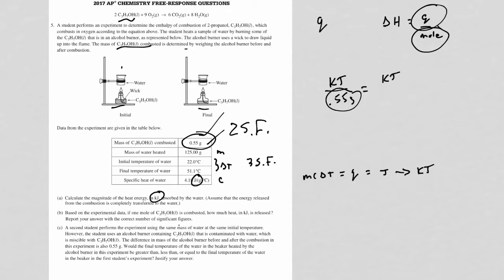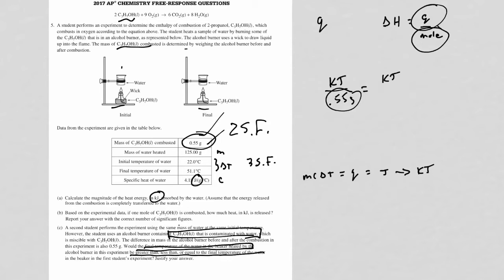The third part of the question says, okay, so we are burning alcohol. Now, what if we did the experiment again, but we did it with alcohol that was contaminated with water? Would the final temperature of the water be greater than, less than, or equal? And you must justify your answer. There's lots of ways of doing this. You can justify it verbally or mathematically, but you have to explain the assumptions you're making.